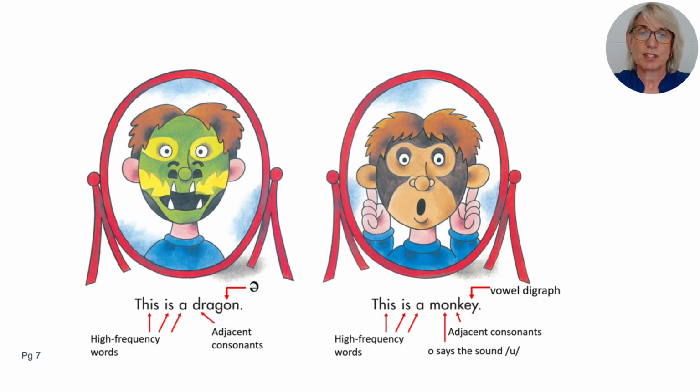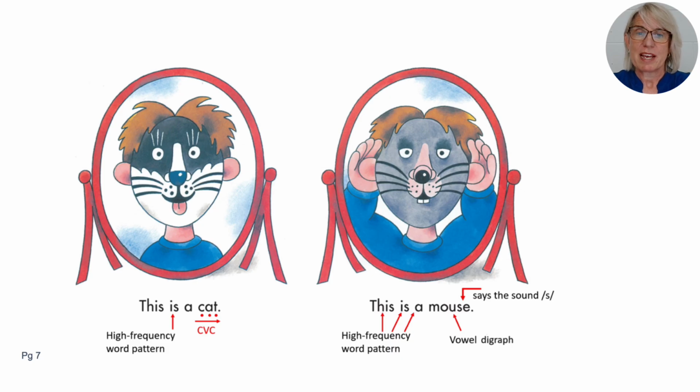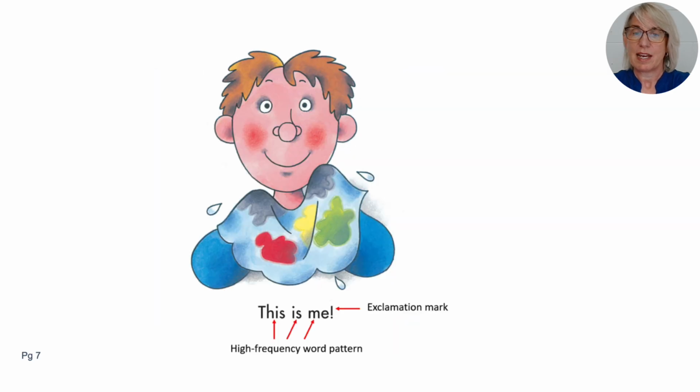We've got our adjacent consonants at the beginning. And then in monkey, we've got the complexity of the O being pronounced as an uh sound, and then a vowel digraph. So multi-syllable words also appearing on both of these pages. Finally, on this page, we actually have our first CVC word, so consonant, vowel, consonant pattern. This is a cat. This is a mouse. We've got the S, which is followed by an E. The E is actually not representing any sound at all. And then we've got our vowel digraph, the OU there. And finally, this is me, with an exclamation mark on the end.